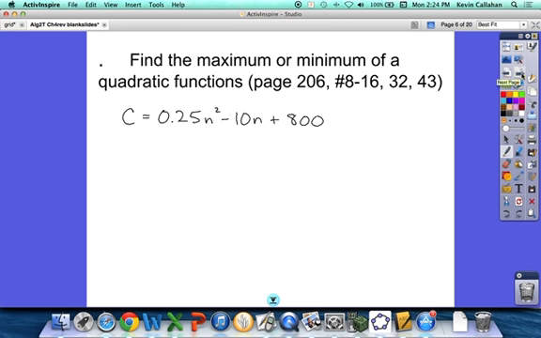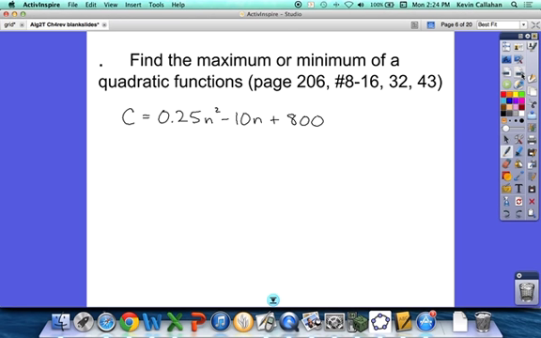Okay, and there will be one word problem, which is like the one we had in the homework. This one says a lighting fixture manufacturer has daily production cost of this equation. C equals 0.25n² minus 10n plus 800, where C is the total daily cost in dollars and n is the number of light fixtures produced. How many fixtures should be produced to yield a minimum cost? What are they asking for? Yeah, well, it says minimum, so they're asking for the minimum.